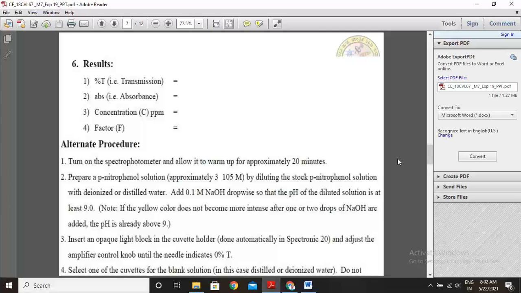And next, there is an alternate procedure. An alternate procedure is also given to operate this spectrophotometer. What is that alternate experiment? I will explain here. Turn on the spectrophotometer and allow it to warm up for approximately 20 minutes.